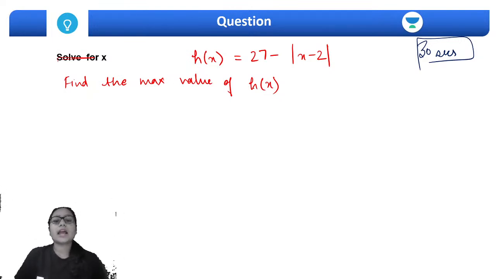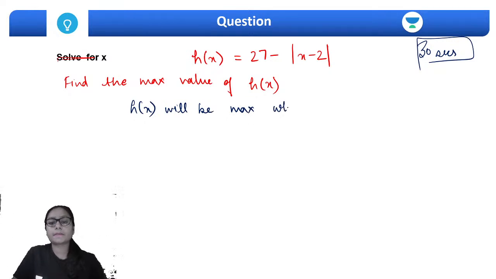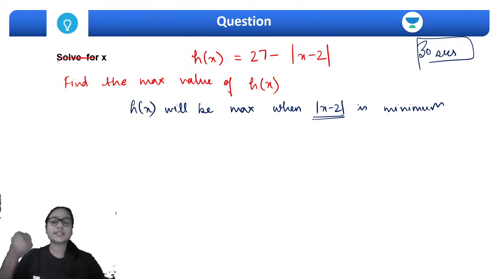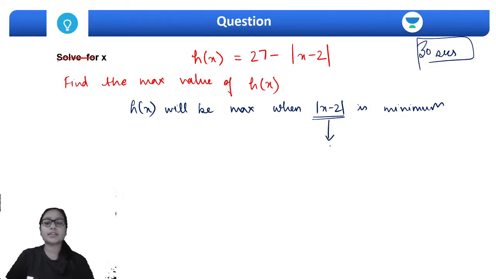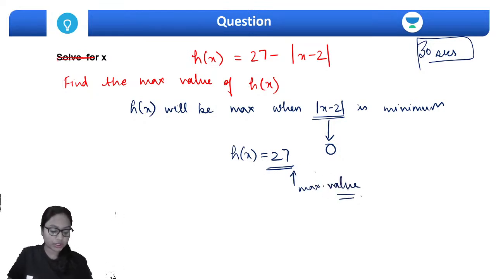Why? Because we have to find the maximum value of this function h(x). So h(x) will be maximum when the value of |x - 2| is minimum. Right? And what is the minimum value of an absolute value function? Since this is always greater than or equal to 0, the lowest value of |x - 2| is equal to 0. So when |x - 2| is equal to 0, the value of the function h(x) would be equal to 27. So therefore the highest value is 27. Alright, I hope this question is clear. Yes, Arav, your answer was right.